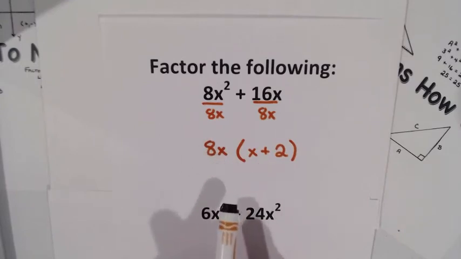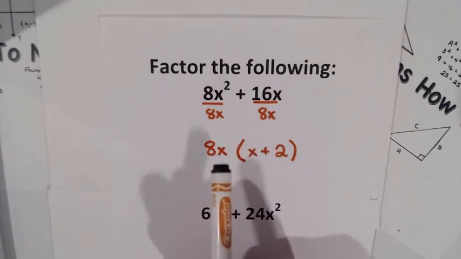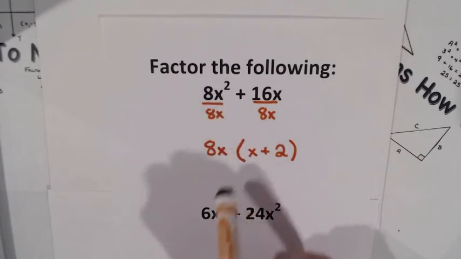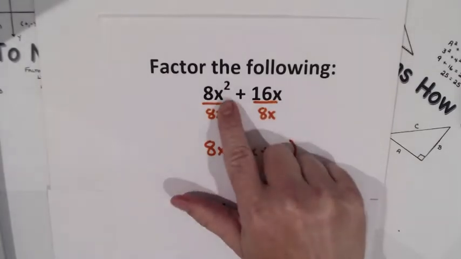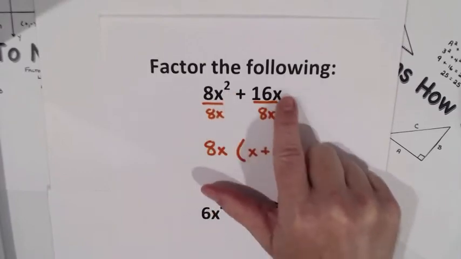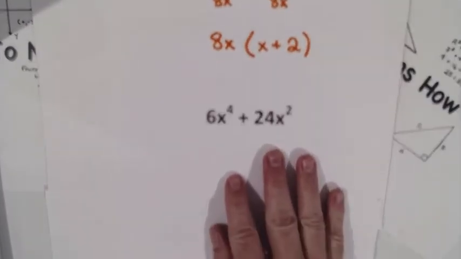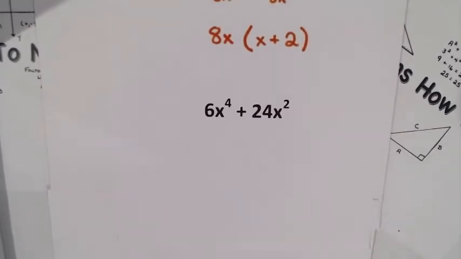We need to look at an example where you have more than one variable in common. For example, this one right here has two x's. This exponent is telling you that there are two x's being multiplied together. This one, there's only one x, so the maximum number of x's you could pull out was only one. We need to look at an example where you can pull out more than one x.